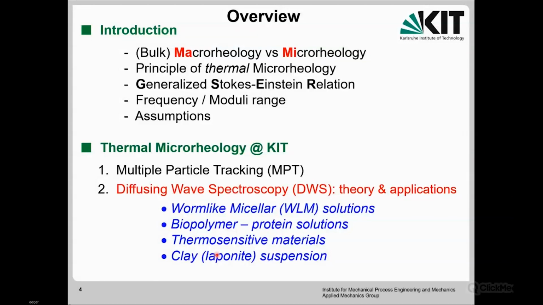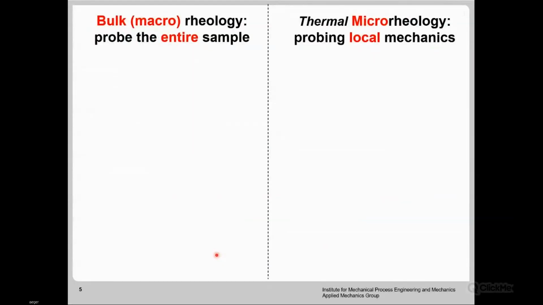So first, what is the difference between macrorheology and microrheology? So macrorheology, this technique probes the entire sample, whereas in microrheology, I would say mechanical properties are determined locally on a micrometer length scale. This is the main difference. Here we get information about the full sample, and here local information.